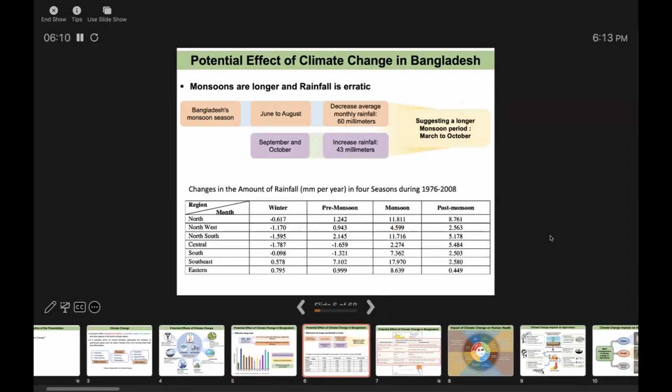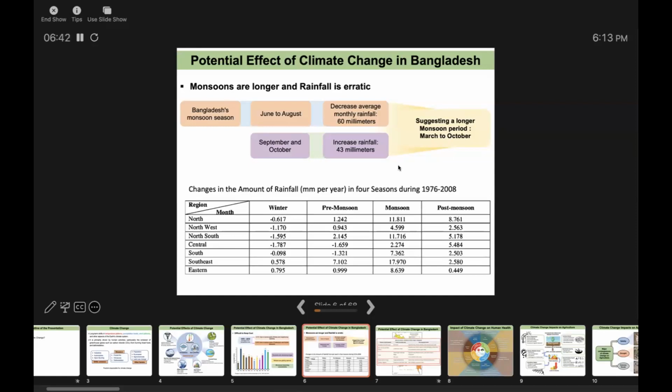Particularly, the monsoon in Bangladesh is from June to August. During the monsoon season, there is a remarkable amount of rainfall. But due to climate change, the monsoon is going to be longer, extending from September to October. The rainfall in that particular month is also increasing by around 43 millimeters, suggesting a longer monsoon period from March to October. And the rainfall pattern is also erratic.